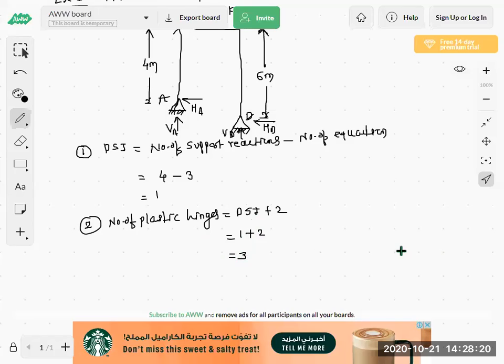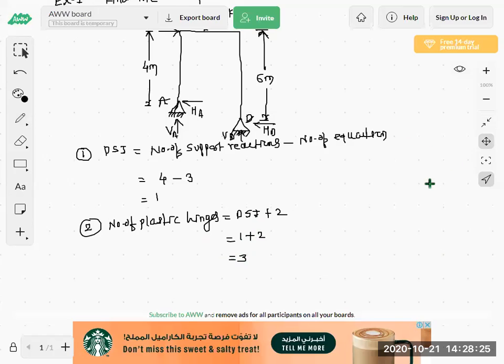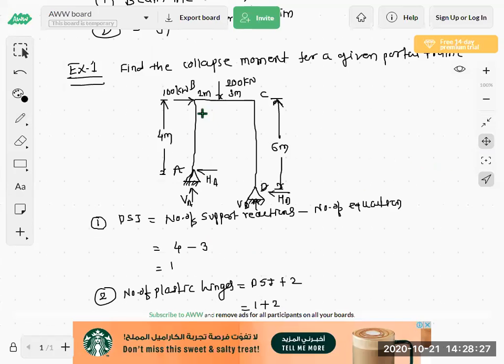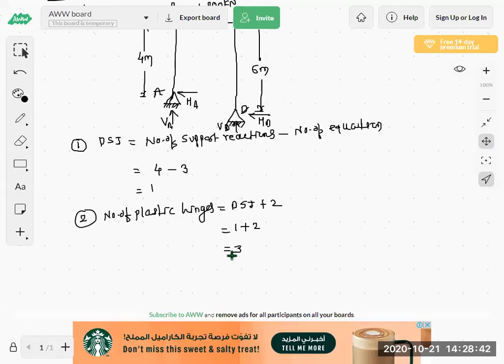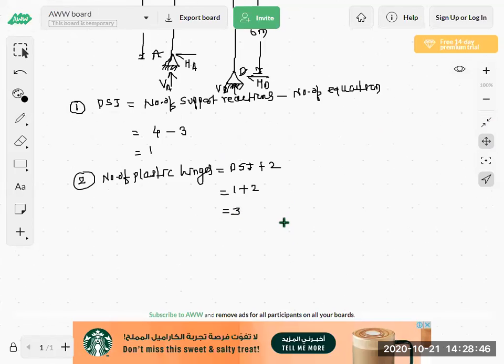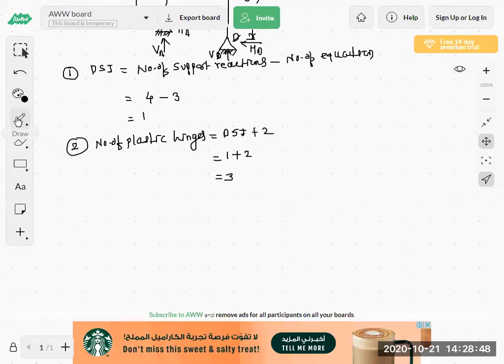3 plastic hinges will be formed here, and these 3 plastic hinges, see where they will form. At this joint B, at this 200 kilonewton point load, and at C. At these 3 places the plastic hinges will form. By calculation, here 3 plastic hinges are there. Are you getting?